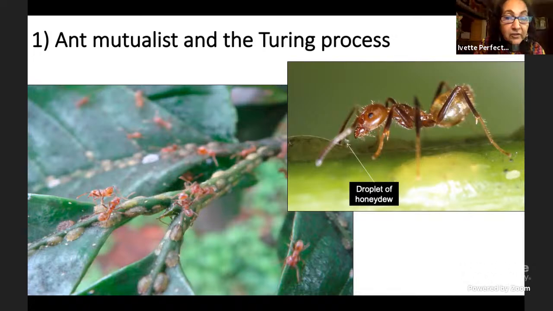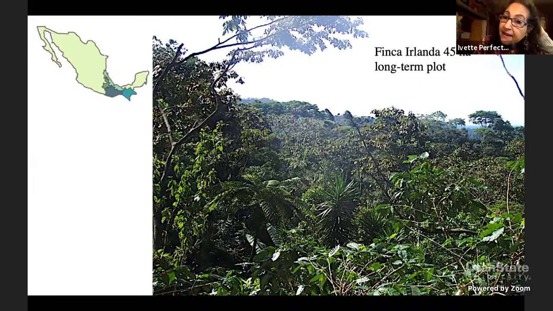So to study this ant, which is an important predator of other coffee pests in the system, and as I mentioned, has this mutualistic interaction with the scale insect, we established a 45-hectare plot in a shaded organic coffee farm in Chiapas, Mexico, where we work. In this plot, we geolocated all the trees that were bigger than 10 centimeters in circumference.